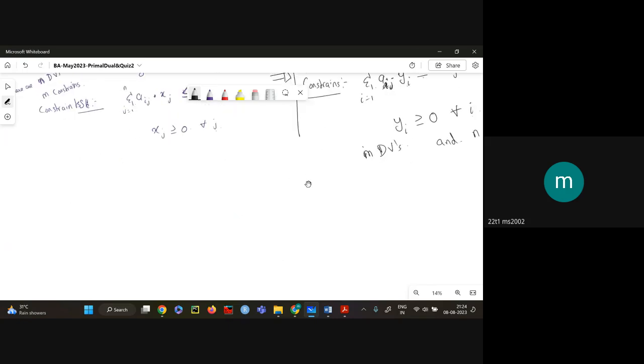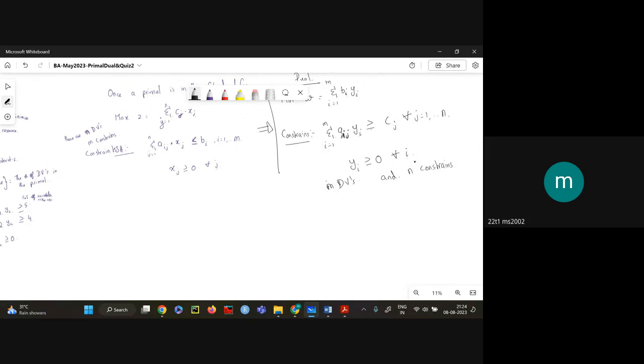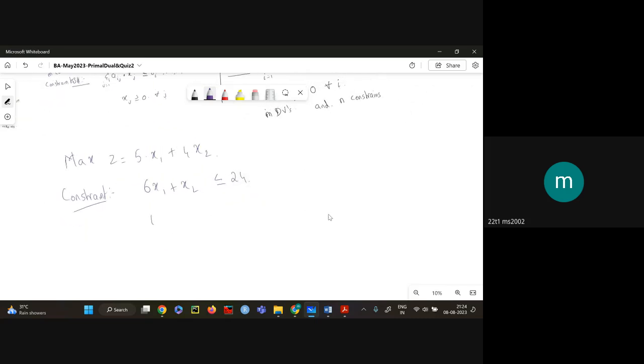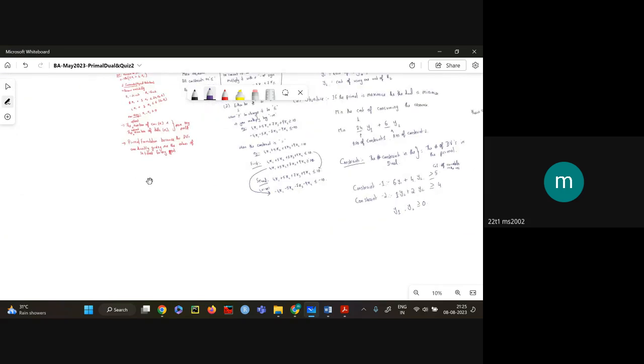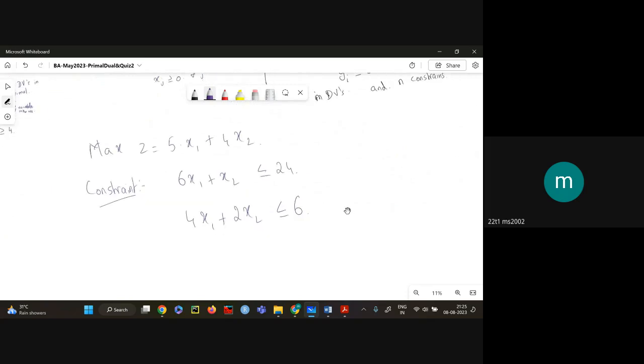Now let's apply that to our example problem. What was our example problem? Maximize Z is equal to 5x1 plus 4x2. And the constraints were 6x1 plus x2 less than or equal to 24, and 2x1 plus 2x2 less than or equal to 6. I believe this was it, correct? Yes, sir. And x1, x2 greater than or equal to 0.